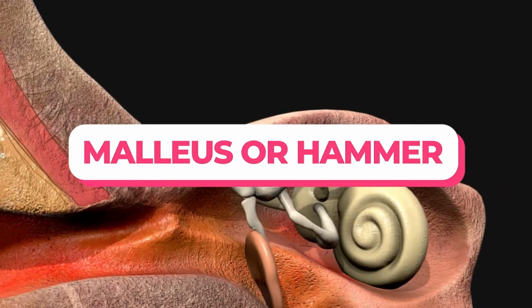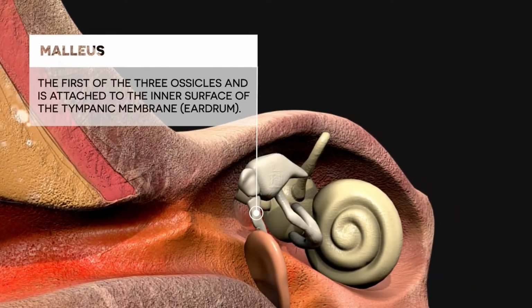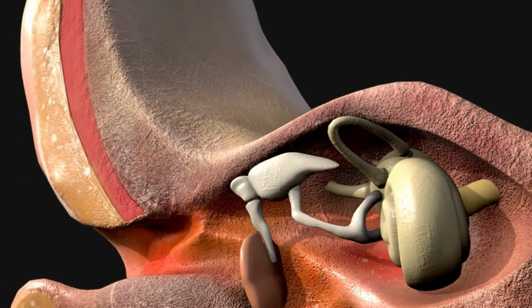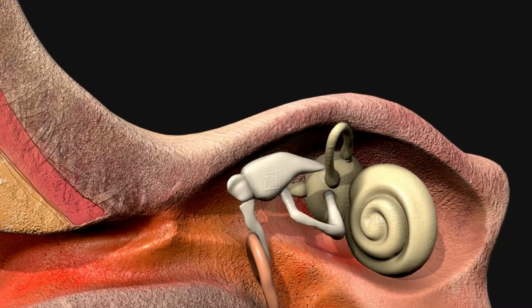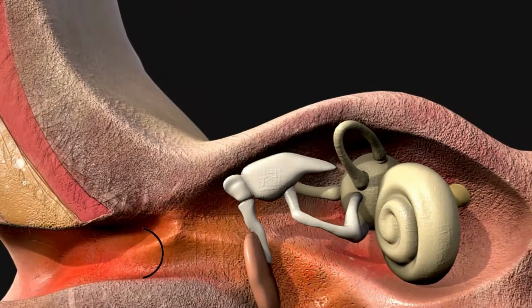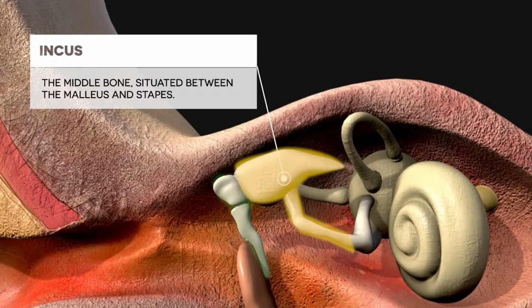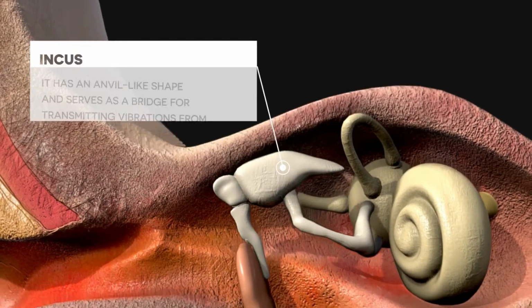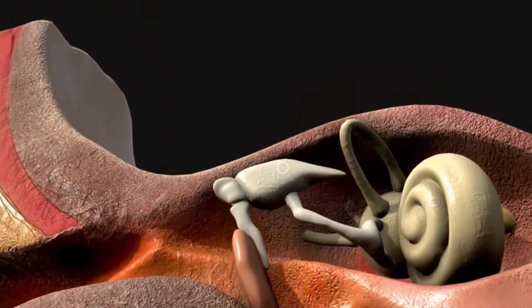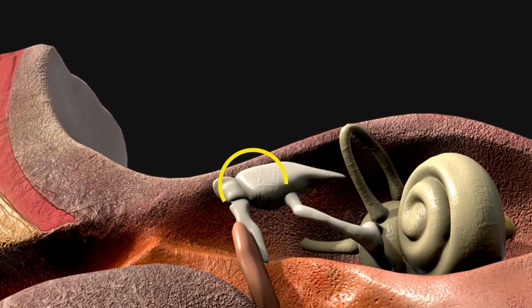Malleus or hammer. The malleus is the first of the 3 ossicles and is attached to the inner surface of the tympanic membrane, eardrum. It resembles a hammer in shape, with a long handle attached to the eardrum and a head that connects to the next bone, the incus. When sound waves cause the eardrum to vibrate, these vibrations are transferred to the malleus. Incus or anvil. The incus is the middle bone, situated between the malleus and stapes. It has an anvil-like shape and serves as a bridge for transmitting vibrations from the malleus to the stapes. The joint between the malleus and incus allows efficient transmission and amplification of these vibrations.